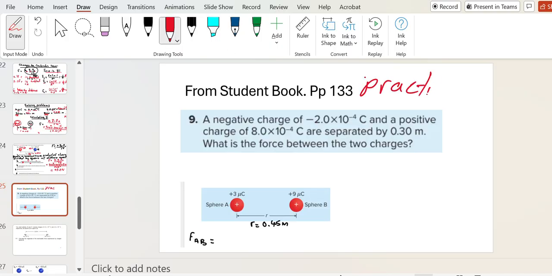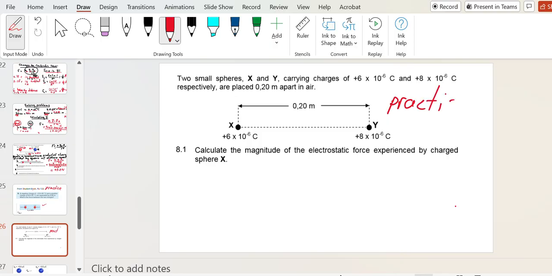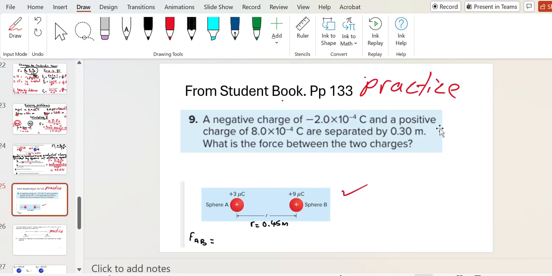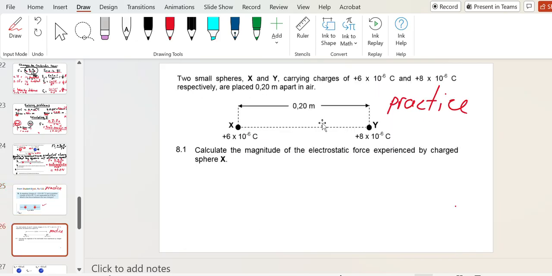Tell me the answer when we meet at school. And this one again for practice. This is from your book, page 133. Tell me the answer. You use the same method. The same method here. If you forget, put the same method, only you change the numbers.